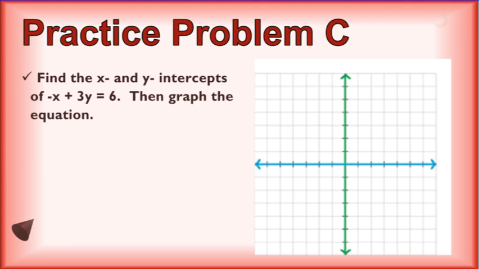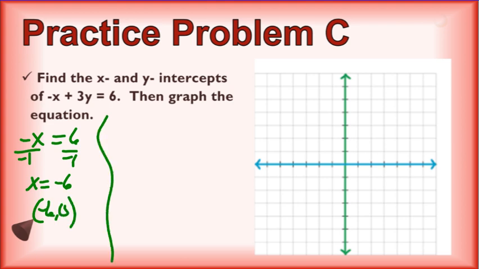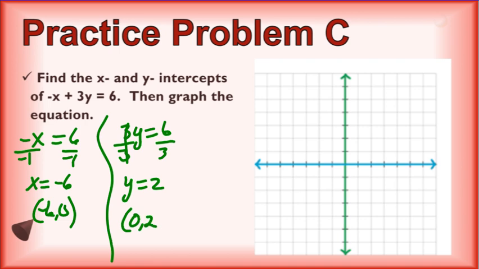Next one, do the same thing, find our x. So negative x equals 6, divided by negative 1, x is negative 6. So we have negative 6 and 0. Over here we got 3y equals 6. Solve for y, divide by 3. y would equal 2. So our point is 0, 2. Plot our points, then count by 2's.